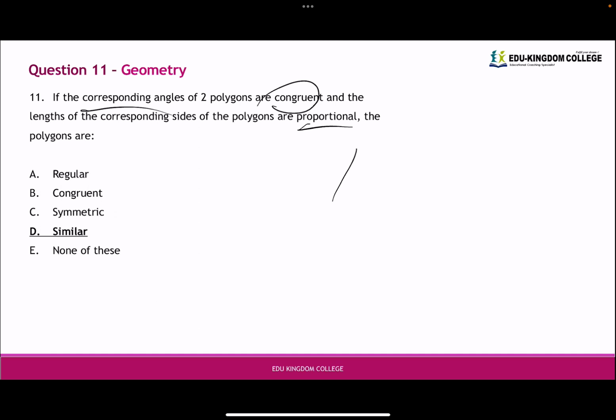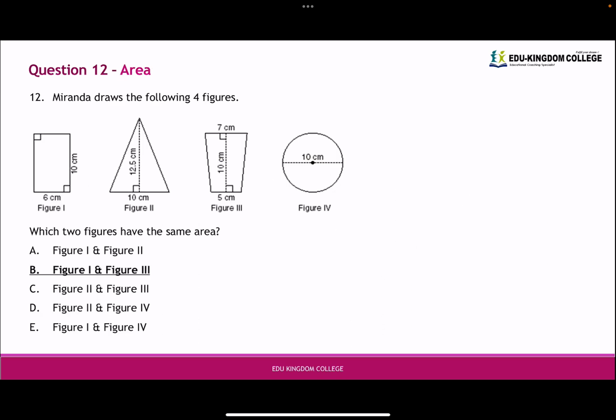So if we have, let's say, a hexagon, all the angles are the same, but this side is 6, this side is 2, this side is 6, this side is 2, this side is 6, this side is 2. So it's all a 2:6 ratio, meaning it's proportional. What we call this is, if the angles are the same but the sides are not, but they're in the same ratio, then it's a similar relationship, or the two polygons are similar.